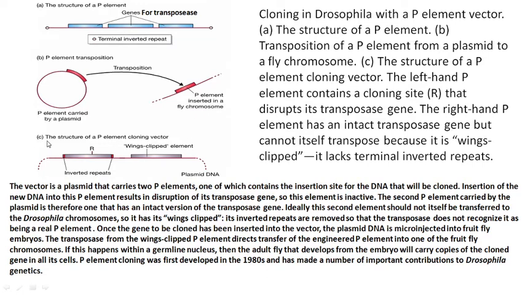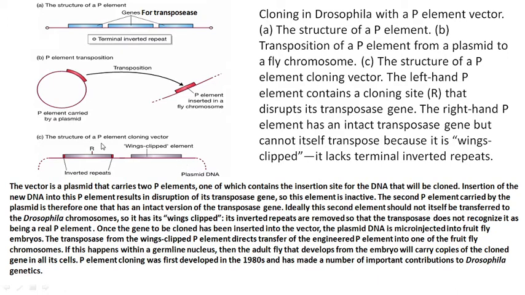And in figure C you can see the structure of a P element cloning vector. Actually the P element cloning vector contains two types of elements. One is the P element containing the inverted repeats, having the restriction site for the cloning purpose, and another P element is also there, but it lacks the inverted repeats, so it is called a wing-clipped element. So why do we put this wing-clipped element in this vector?